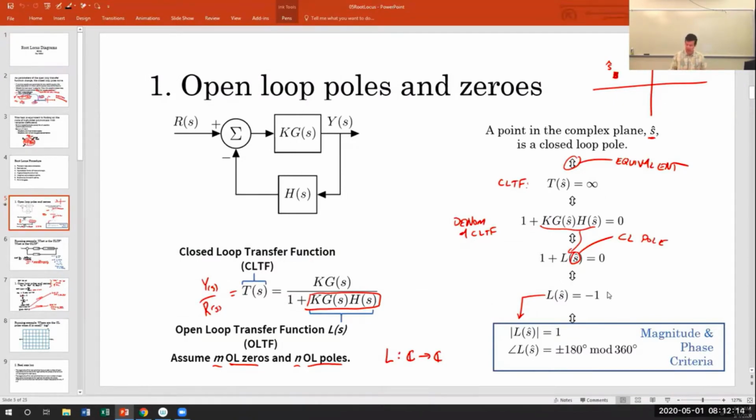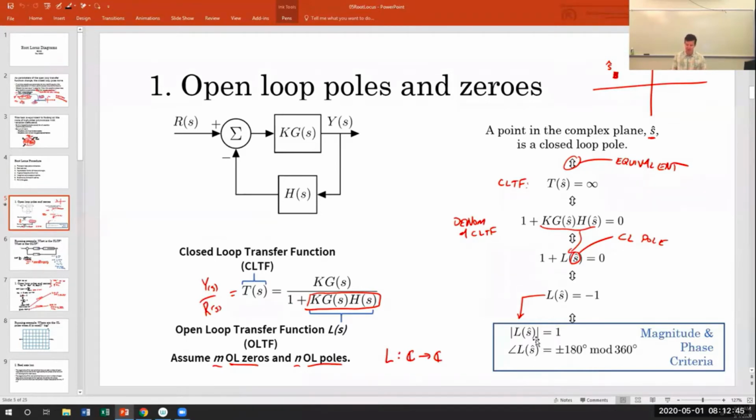And therefore, we can break this L of S hat equal to -1 into two statements that, if they are both true, mean we have an S hat that can be a closed loop pole. Those statements are the magnitude and the phase criteria. Any S hat that makes the magnitude of L equal 1 and makes the phase of L plus or minus 180, that S hat is a valid closed loop pole. And remember, L is the open loop transfer function.